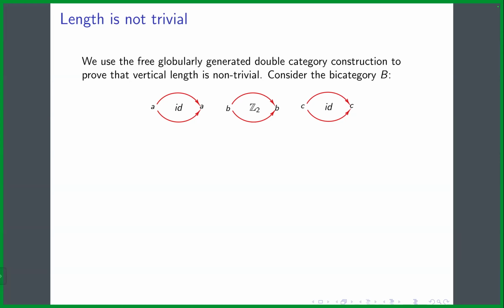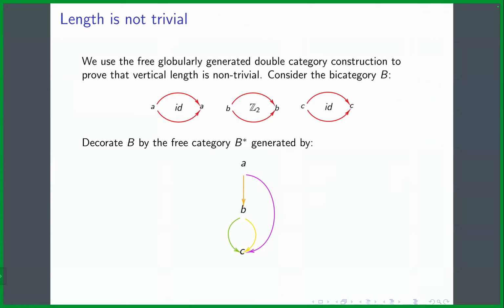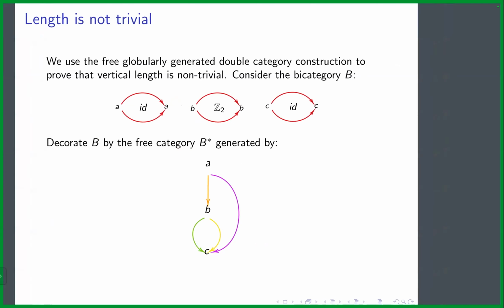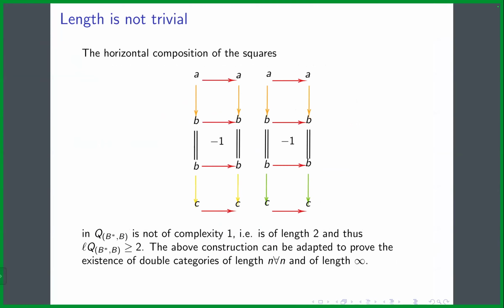Consider the bicategory B having 3 objects A, B, and C, where all the 1-cells are trivial, so the red 1-cells are supposed to be identity 1-cells, and only one non-identity 2-cell in B. And it's created from the category B* generated by this diagram here. This is not written, but I'm assuming that the composition of the orange arrow and the green arrow is equal to the composition of the orange arrow and the yellow arrow, and that's the purple arrow. If we do that, then we can construct these 2 composite squares.